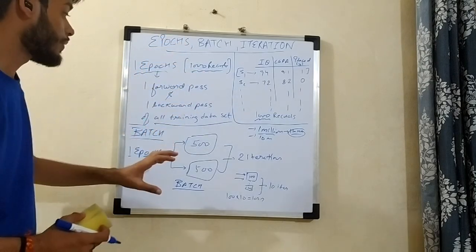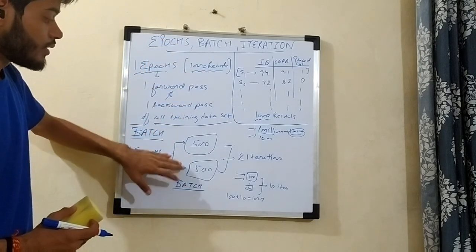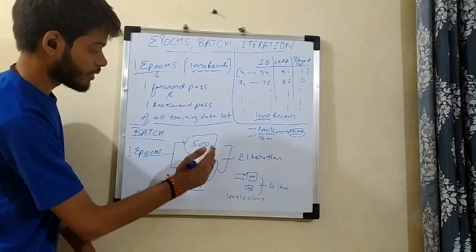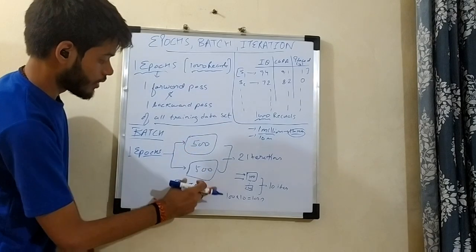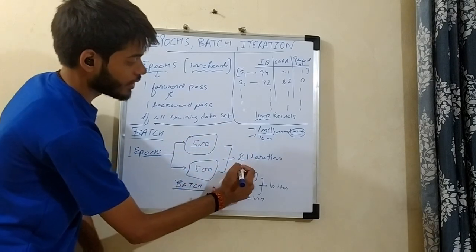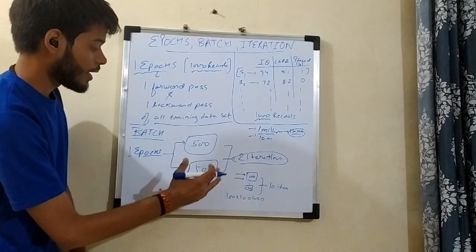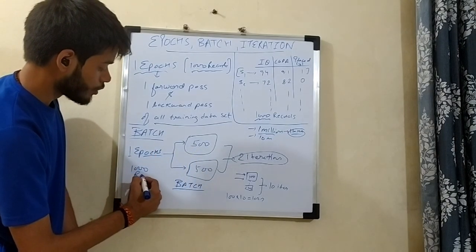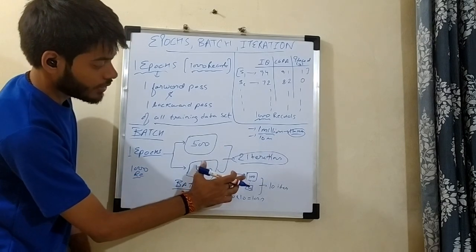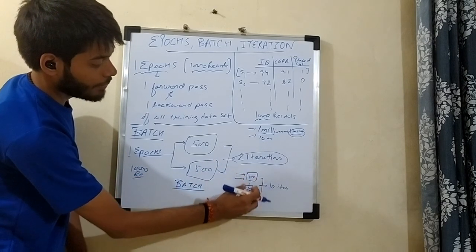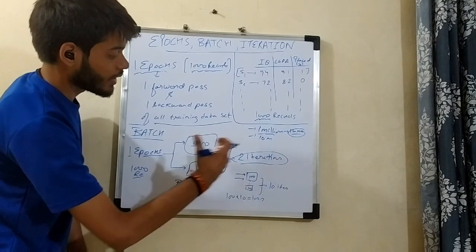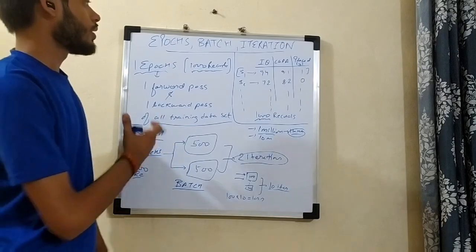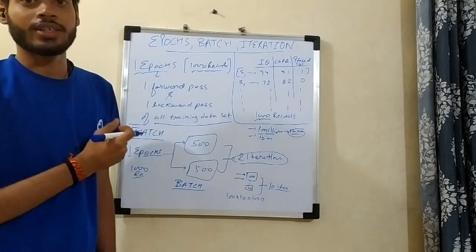So if we take the example of these 1000 records, I am creating batches of 500 and 500. For performing this operation, our algorithm has to perform 2 iterations. And if I convert these 1000 records into packets of 100, I would have 10 packets of 100, so our algorithm has to perform 10 iterations. I hope you understood the concept of epochs, batch and iteration.